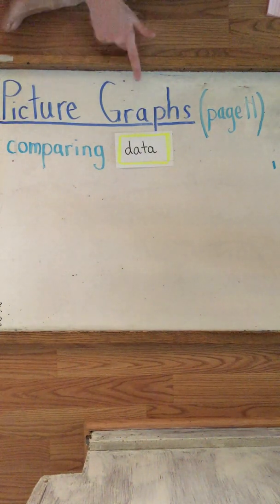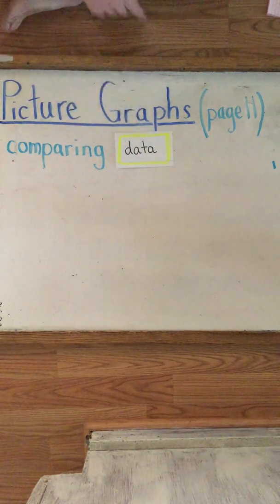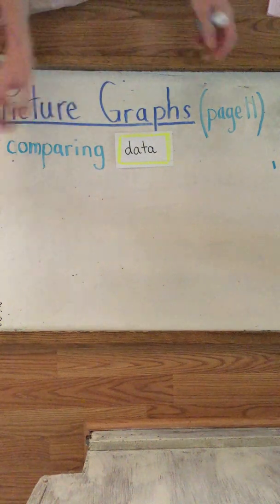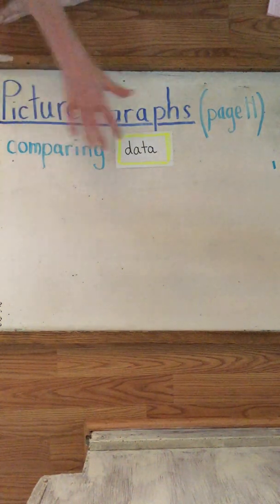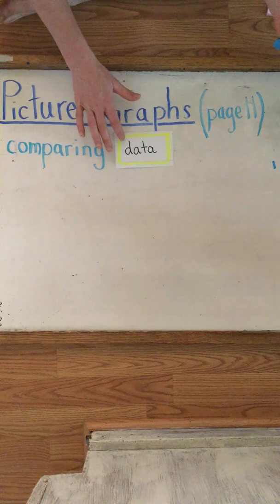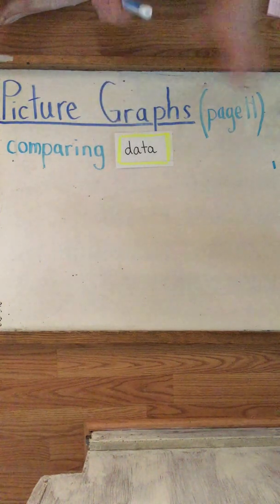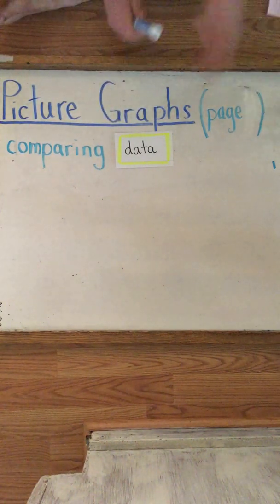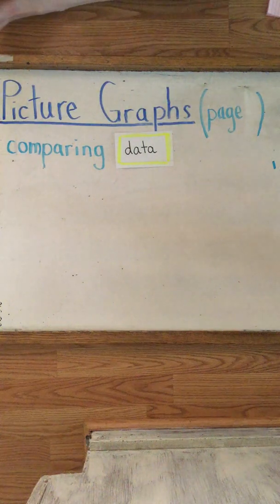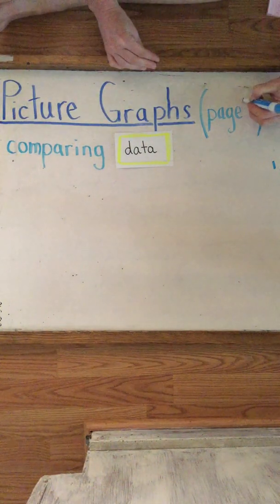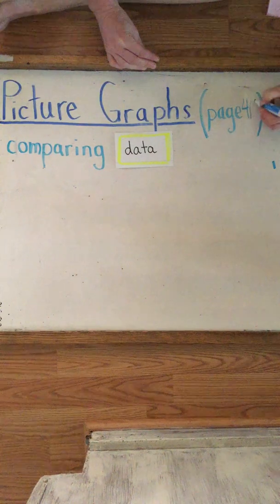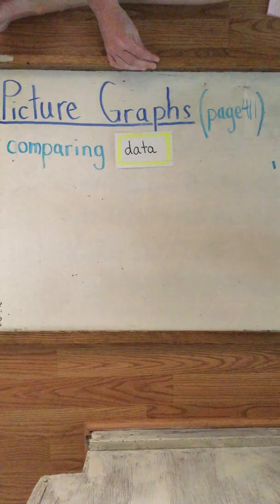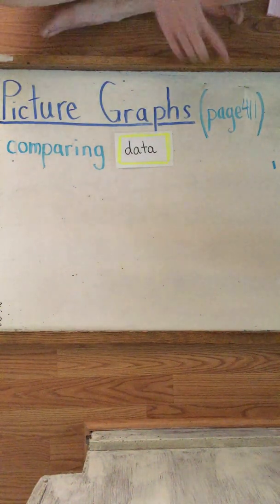And while we're looking at picture graphs, we're going to be comparing data. When we compare, we look at the similarities and the differences. And remember, data is information. We are going to start in lesson 18, session 3, on page 411. So you can get your math book or math packet now and turn to page 411.